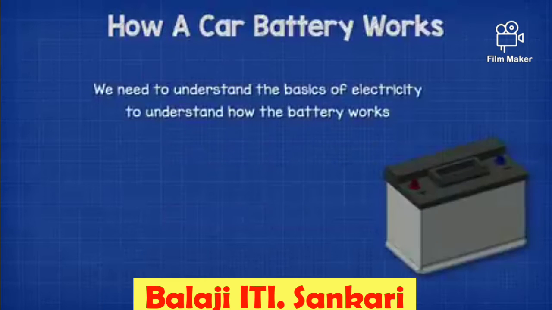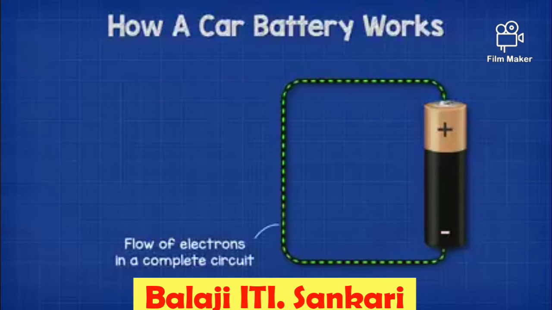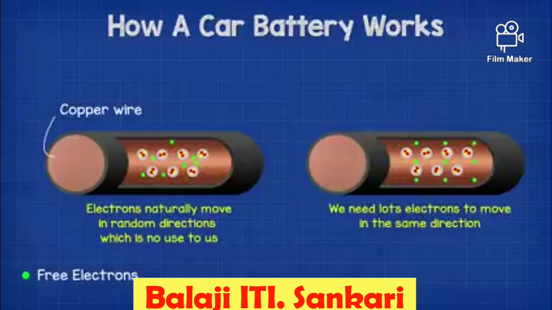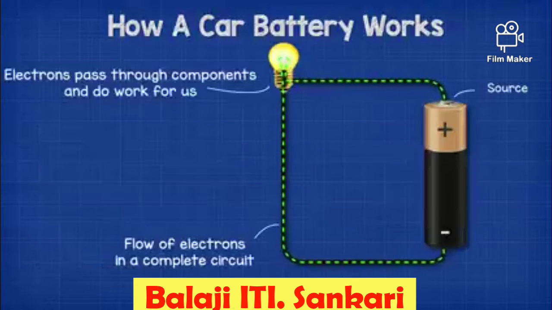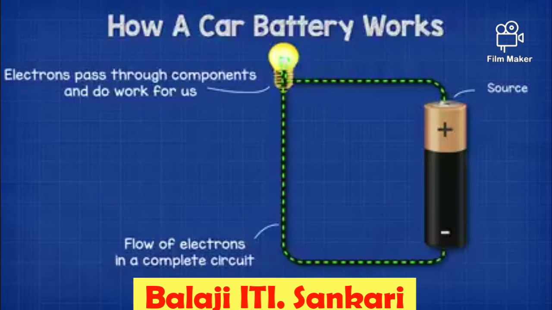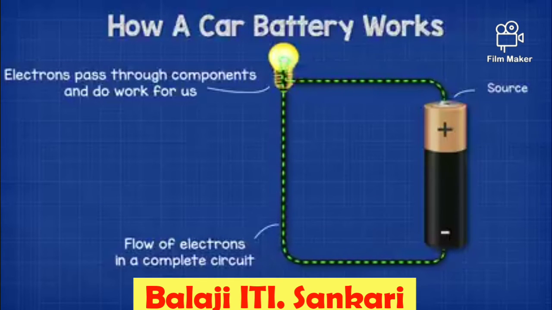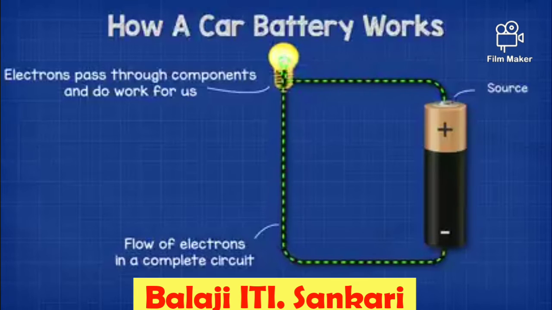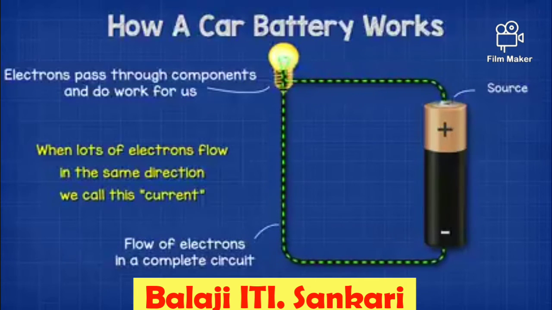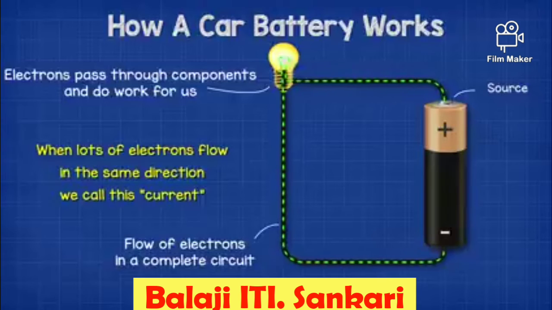I want to quickly recap on the fundamentals of electricity so that you understand the next part of how the battery works. Electricity is the flow of electrons in a circuit. We need lots of electrons to flow in the same direction through a wire so that we can place things in the path of the electrons, such as light bulbs. The electrons will therefore have to pass through this, and as they do so, they will produce light. When lots of electrons flow in the same direction, we call this current.